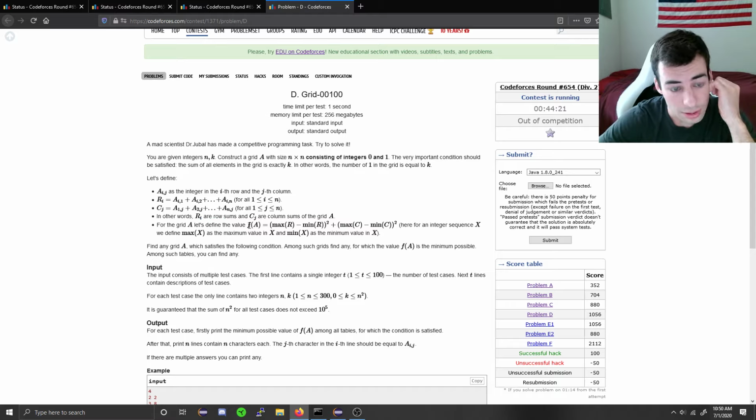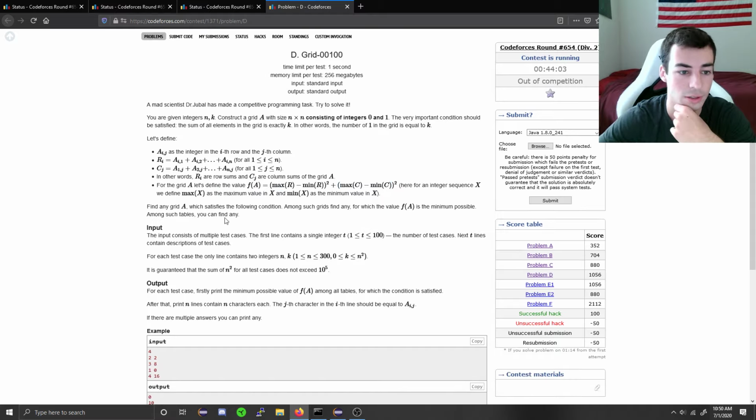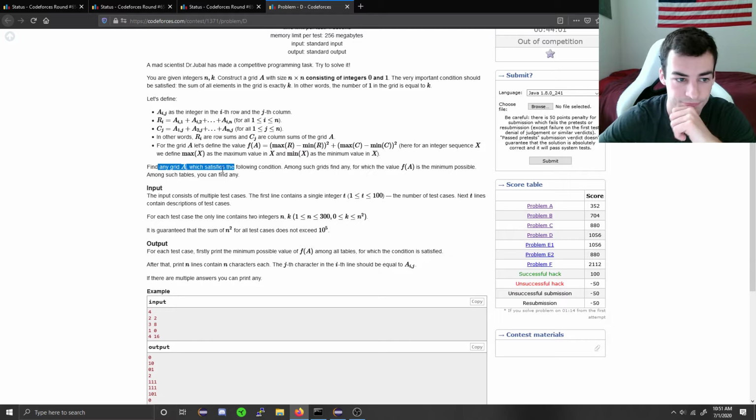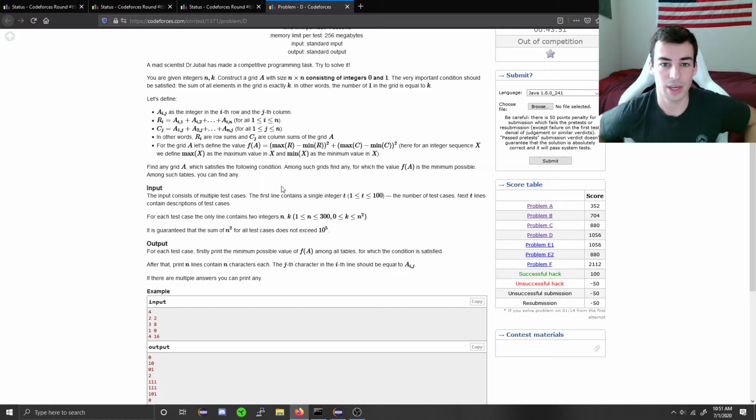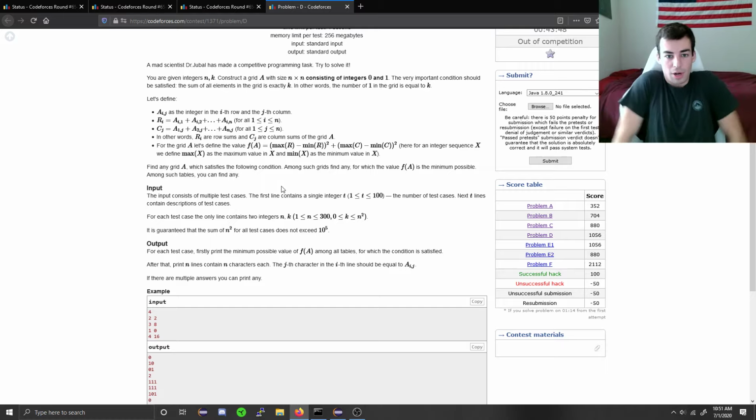For grid A, let's define the value f of A equals the max minus the min row sum plus the max minus the min column sum. Here for an integer sequence x, we define max as the maximum value in x and min as the minimum value in x. Find any grid which satisfies the following condition. What are we doing with f? Oh, we want f to be the minimum possible. So we need to put k 1s in this grid that minimize the difference between the max and the min.